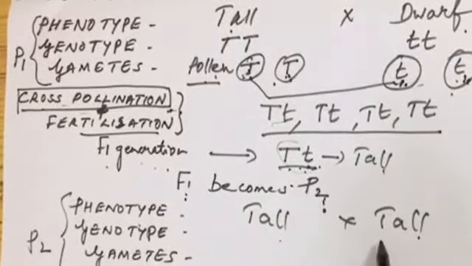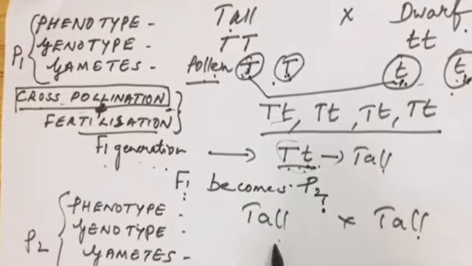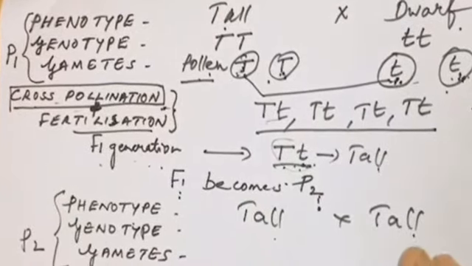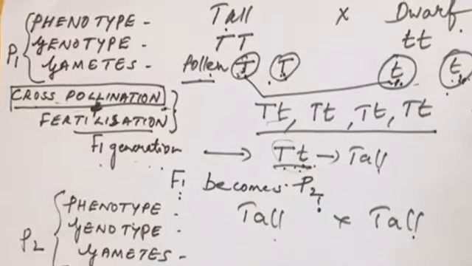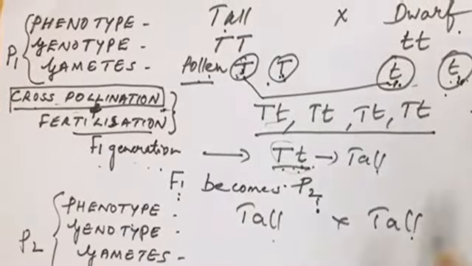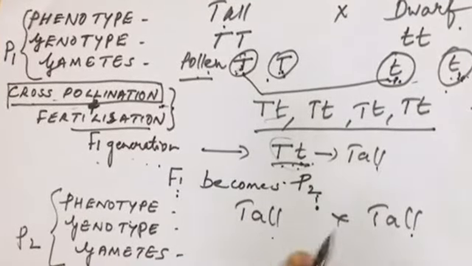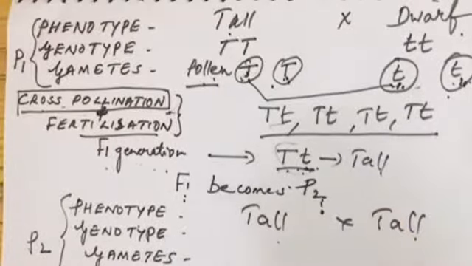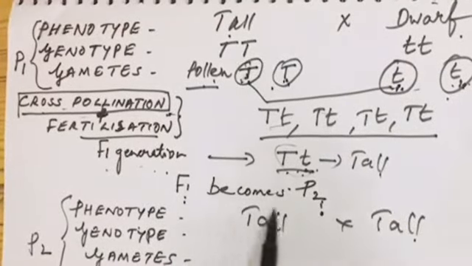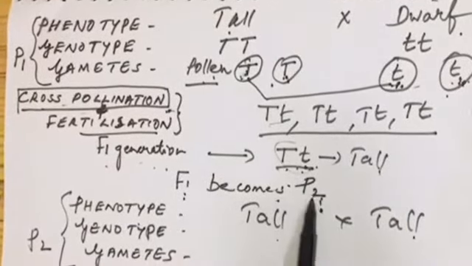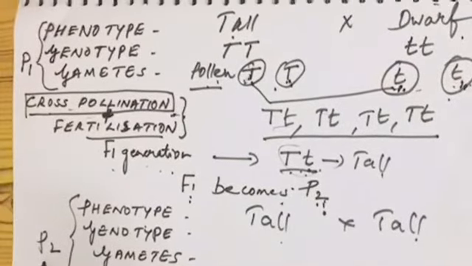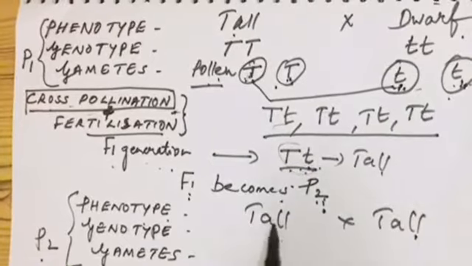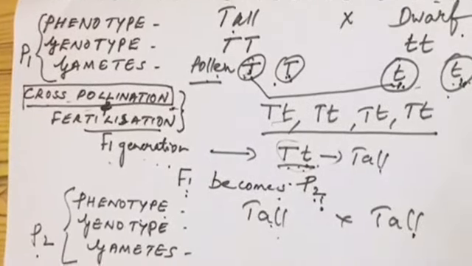What precaution does he have to take this time? He has to be careful that no cross pollination takes place, isn't it? To stop that, again he used the polythene cover to cover the flowers. So this time he did self-pollination in the tall pea plants. For producing the F2 generation, he made the F1 generation the second parental generation, P2. Phenotype, tall versus tall. That is, pollen grain and the egg, both from the tall pea plant, same plant.